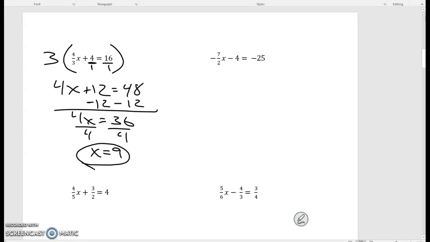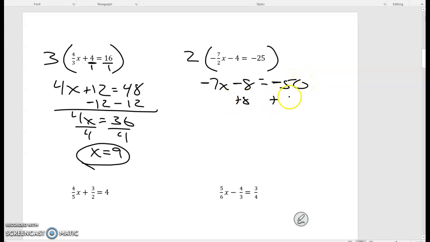The second one, now that our fraction is negative, we've got to remember when a fraction is negative, if you have to put the negative somewhere, the negative should go in the numerator. That denominator we always treat as a positive. So I'll multiply through by 2, not negative 2. 2 divided by 2 is 1. 1 times negative 7 is negative 7x. It's imperative that negative stays there. 2 times negative 4 is negative 8. And 2 times negative 25 is negative 50.